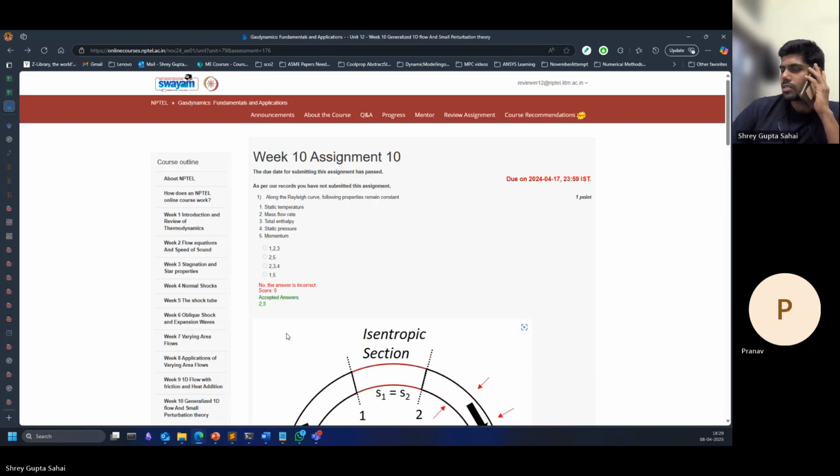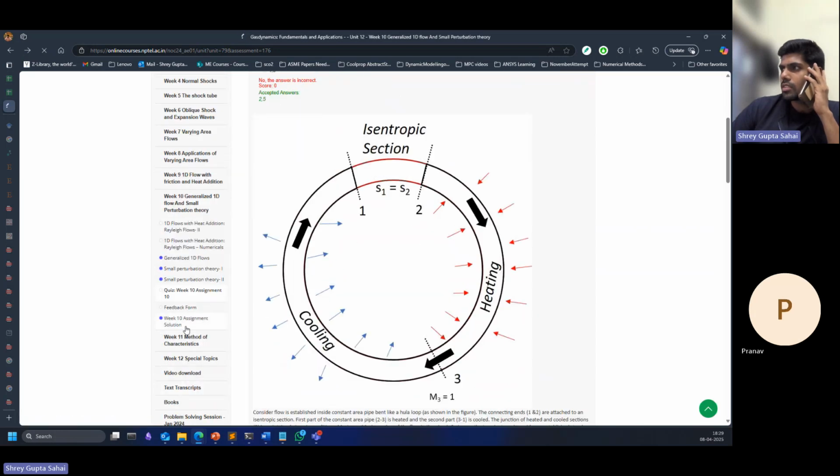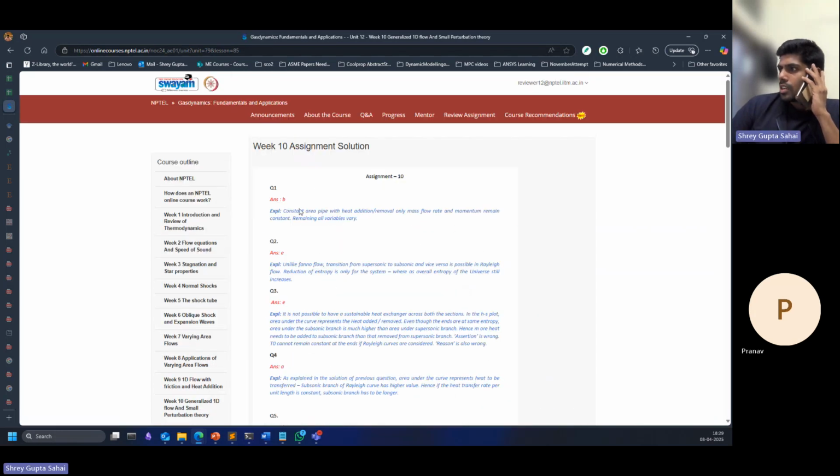A and B. Expansion data. Expansion data develops. Stay out. Indians constant like follow flow transition from supersonic to subsonic and vice versa is possible in direct flow. Electronic entropy is only.